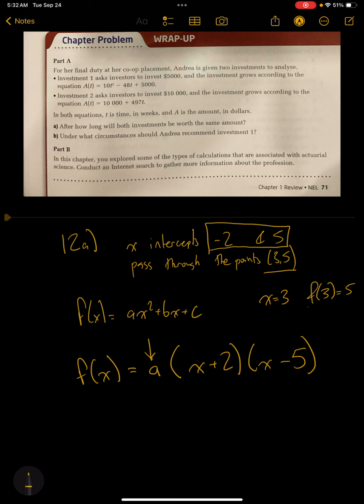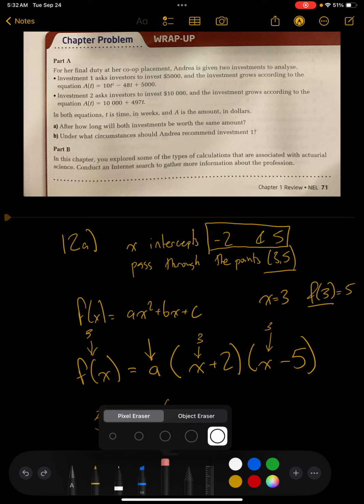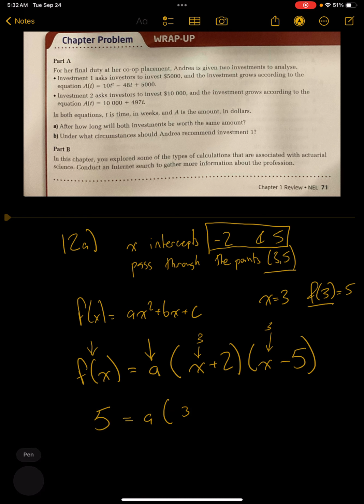So how do we write it? We write f(3) is 5 equals, well, x is 3, right? So we substitute 3 here. When x is 3, f(x) is 5. So, oops, let's write that nicely. And I really need the pixel eraser. The object eraser. So a times (3 + 2)(3 - 5).